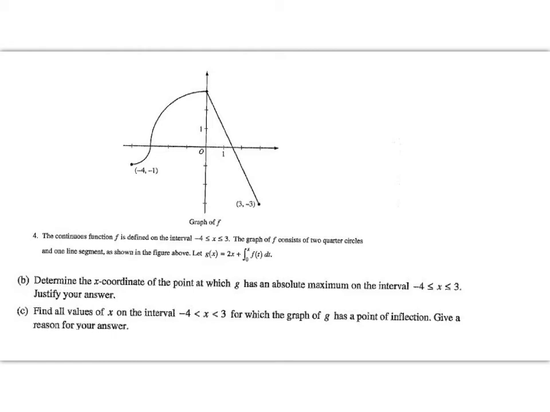Well, maybe a sign chart will help us. If I start at x is equal to -4, work my way to 3, I've got a derivative of 0 at -3 and what appears to be 1 1/2.